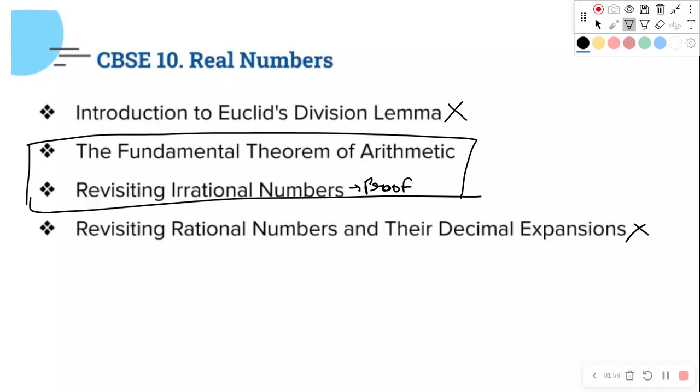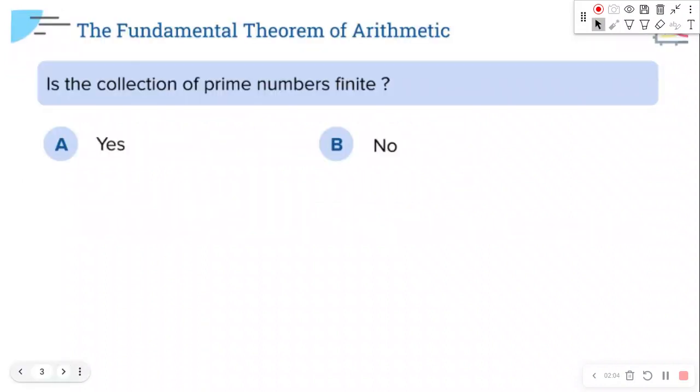Okay, so what is the topic of today's session? Today we are here discussing the fundamental theorem of arithmetic. Let us rewind a little bit of previous knowledge. Now, is the collection of prime numbers finite? Do you know the last number of the number system? No, we do not know. It's infinite. If numbers are infinite, does that mean the prime numbers will also be infinite, right?